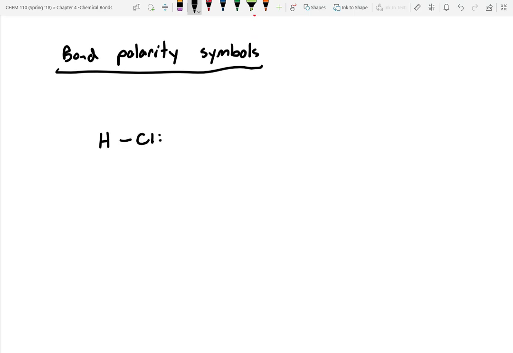So I'm just going to redraw the Lewis dot structure. One way of showing a polar bond is with this special type of arrow. It looks like that. And basically indicating that the chlorine is pulling electron density towards it. And then at the end of the tail, you put a plus sign, meaning electron density is being pulled away from the hydrogen, which means that this chlorine is electron rich. It's tugging on the electrons in that bond. And this hydrogen over here is electron poor.